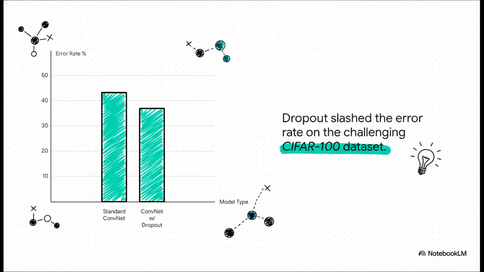It's the exact same story on another really hard image dataset, CIFAR-100. A standard AI had an error rate of over 43%. Ouch. But add Dropout, bam, that drops by more than 6 percentage points, down to 37%. Again, that's just a huge jump in performance from one simple idea.